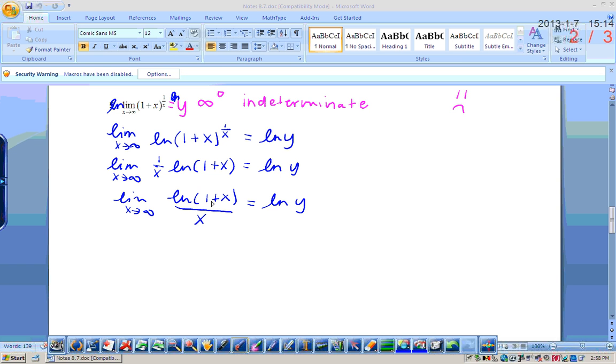All right, so now when I try direct substitution and I plug in the infinity for x, I get the natural log of 1 plus infinity. So it's the natural log of infinity over infinity. And if you will visualize the graph of the natural log of x, as x approaches infinity, the natural log of x is also going to equal infinity. So the natural log of infinity is infinity. So I get my indeterminate infinity over infinity here. So now I can use L'Hopital's rule.